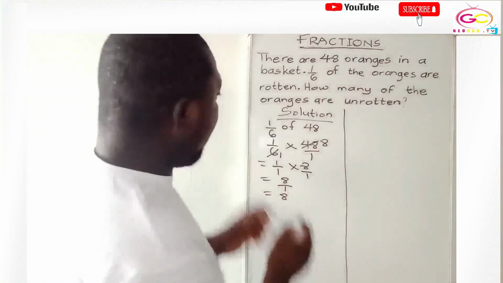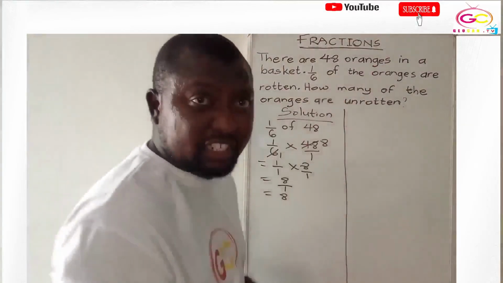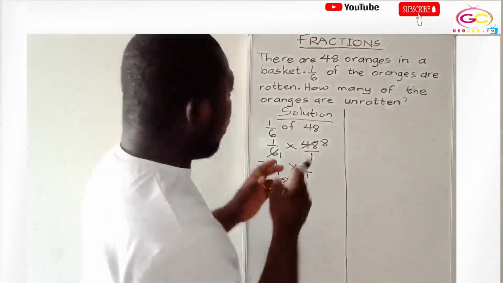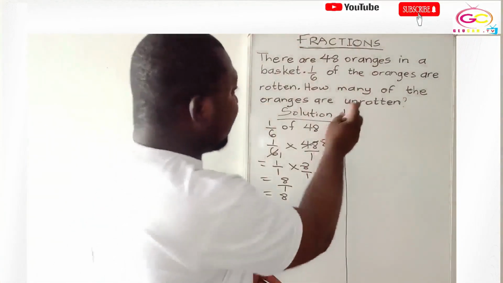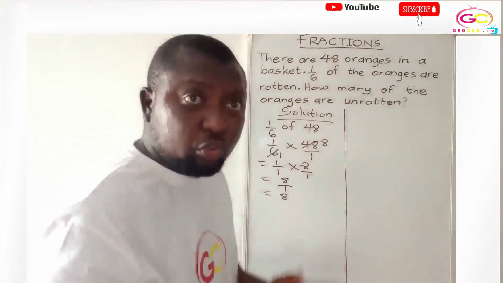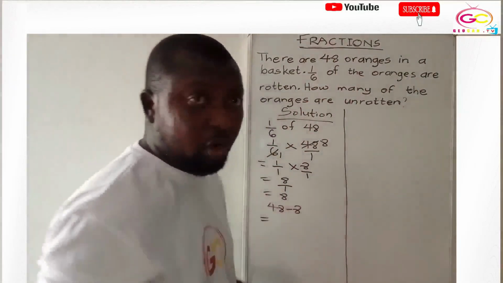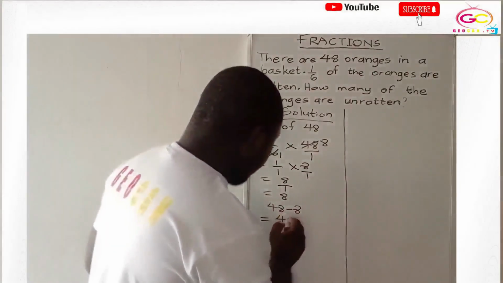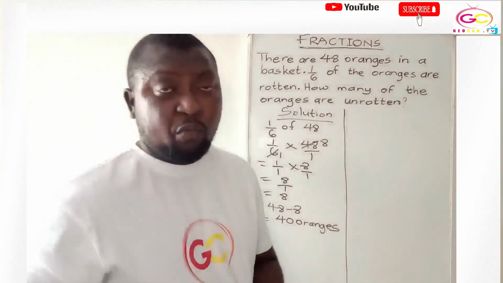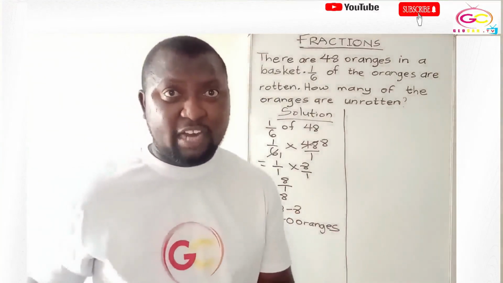8. So now we've been able to find the number of oranges which are rotten, which is 8 oranges, right? Good. But the question is seeking the number of oranges which are unrotten. So we could just subtract the 8 from the 48, the total number of oranges. So 48 minus 8. This is easy, it's equal to 40. 40 what? Oranges. So it means 40 oranges are unrotten in the basket. This is easy, right? Good.